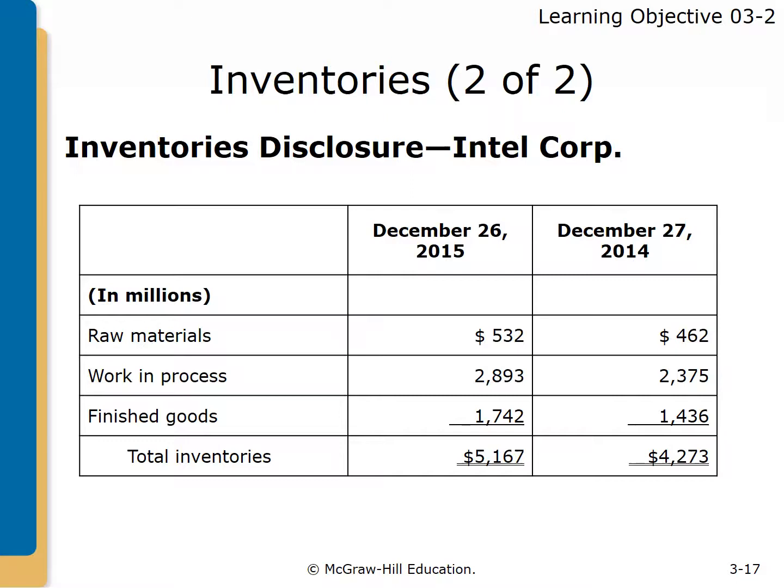$2,893,000,000. So that's the stuff that's in process of being made. That's the total cost of those items. And how much of the stuff they made that's ready to be sold? $1,742,000,000. So, companies will present that in their balance sheet. So their total inventory, $5,167,000,000. Nice.